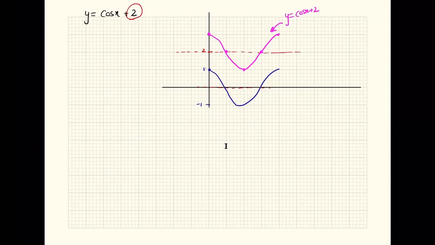ठीक है. Now we are going to look at an example of a combined transformation जिसमें मैं आपसे ये कह रहा हूँ the equation is 2 cos 3x minus 1. ठीक है. And you need to sketch this for me from 0 to 360 degrees. That is the question. Now all of the three transformations are included in it.